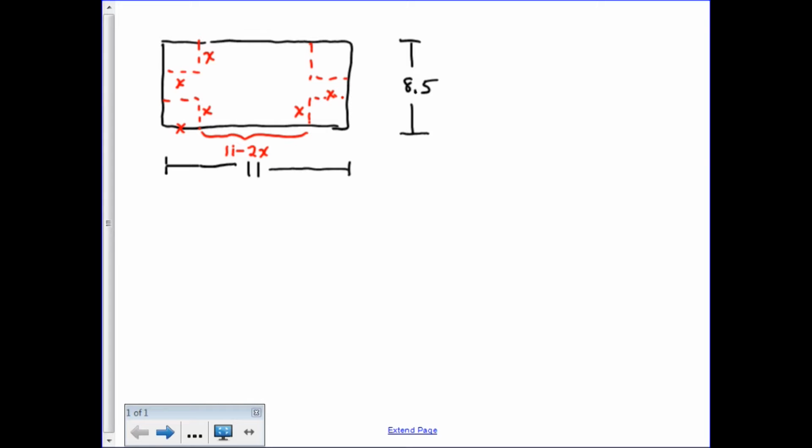Now we're going to do the same with the width. So we start out with a width of 8.5 inches. Once again, we're cutting out a square that is x inches long from either end. So this little part in here is going to be 8.5 minus 2x.